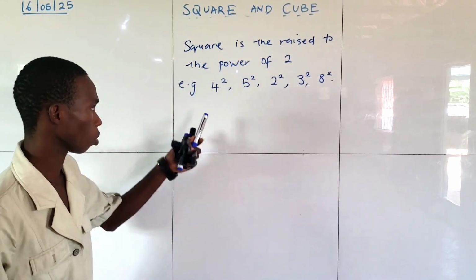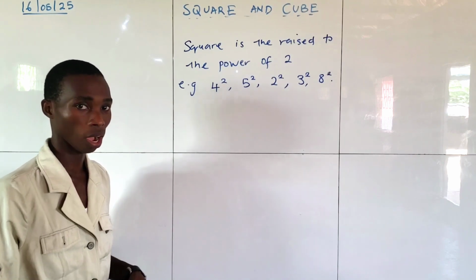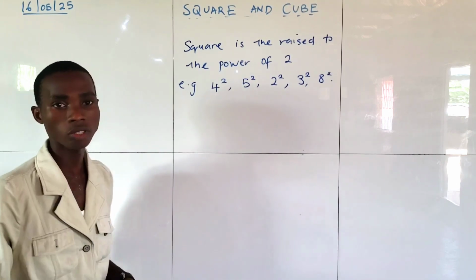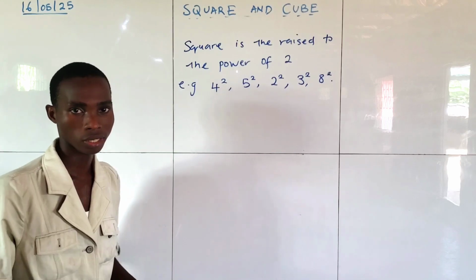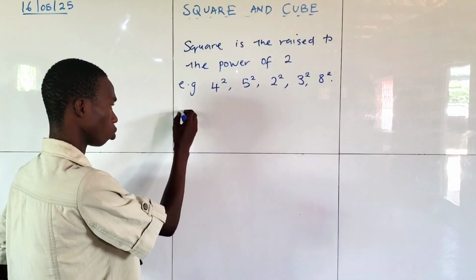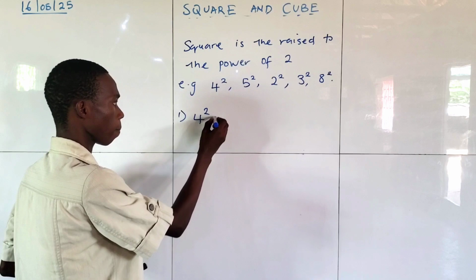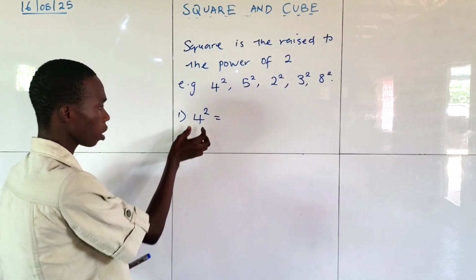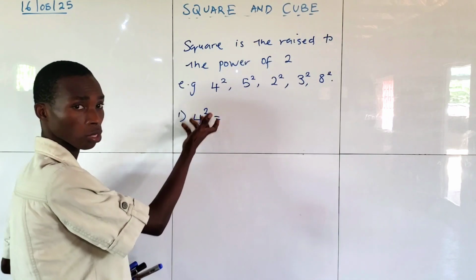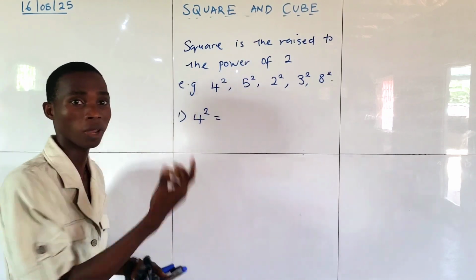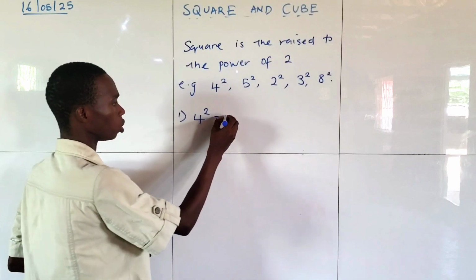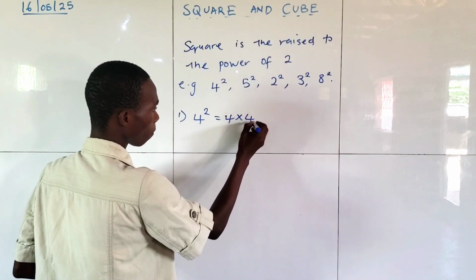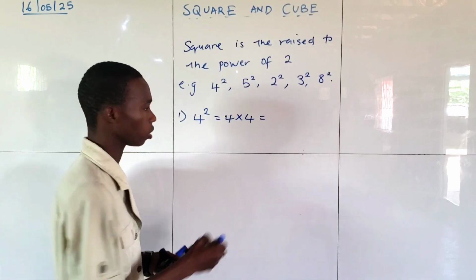These are some of the examples of the square we have. If we have 4 raised to the power of 2, let's see what we are getting. We are trying to solve it. When we are talking about 4 raised to the power of 2, it means 4 will appear 2 times. That means 4 will multiply itself 2 times, which is 4 times 4. And then 4 times 4 is giving us what?